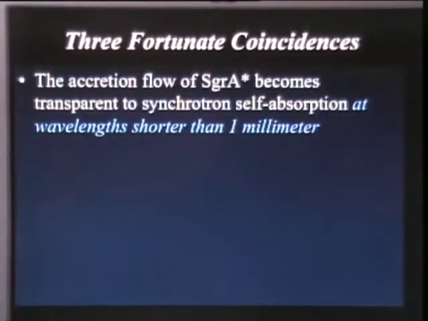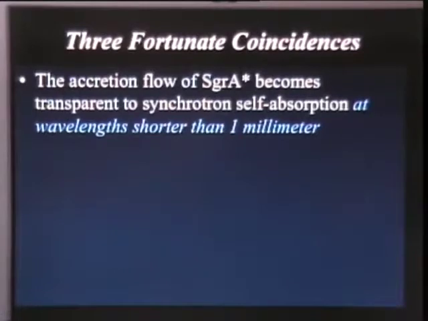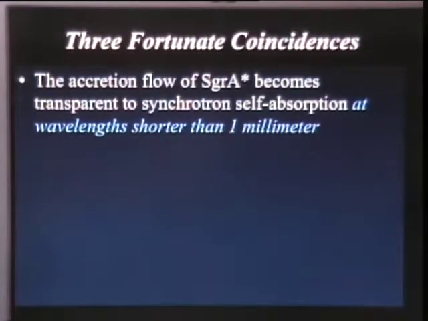Now, with respect to Sagittarius A star, there are three fortunate coincidences. And nature was very kind in this case. The first coincidence is that the accretion flow of the gas onto Sagittarius A star becomes transparent to synchrotron self-absorption at photon wavelengths that are shorter than 1 millimeter. This is just a reflection of the gas density that is accreting right now onto Sagittarius A star.